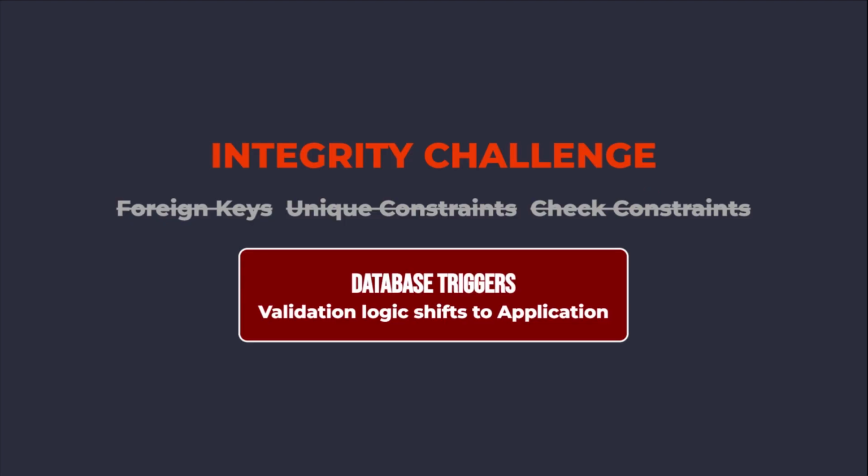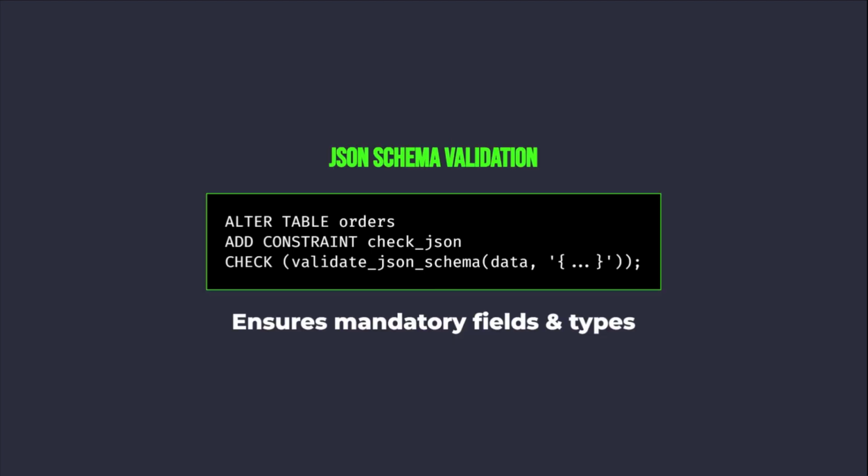The primary integrity challenge with JSONB is the absence of native foreign key constraints, check constraints, and unique constraints on nested fields. This shifts the burden of data validation from the database engine to the application layer or database triggers. To enforce referential integrity for a nested order identifier, a before insert or update trigger must be implemented. This trigger executes a lookup against the related table, ensuring the referenced key exists before the transaction commits.